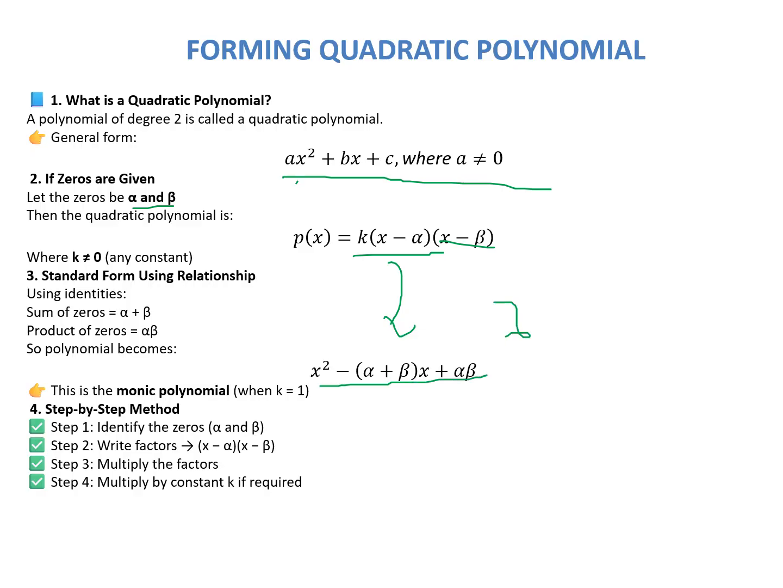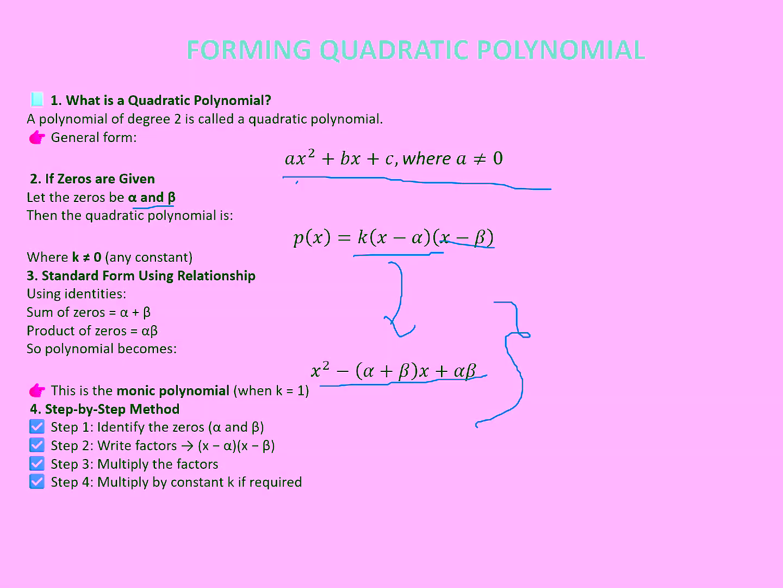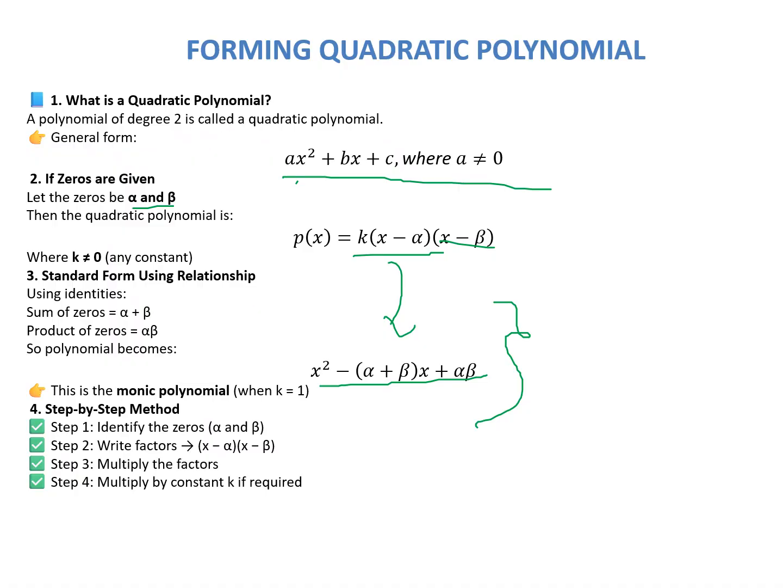So if in the exam we are given alpha plus beta, which is the sum of the zeros, and alpha beta, which is the product of the zeros, and we are asked to form a quadratic equation, we have to use this formula to derive the final quadratic equation. The step by step method is that we first identify the zeros, alpha and beta. Then we write the factors x minus alpha and x minus beta. We multiply those factors and multiply by the constant k if required.